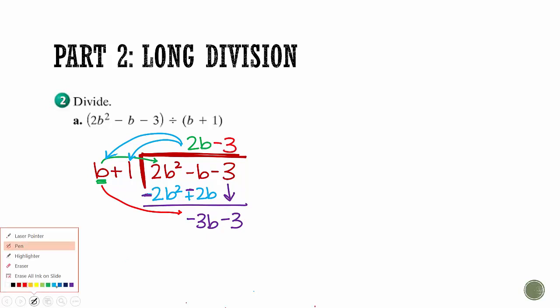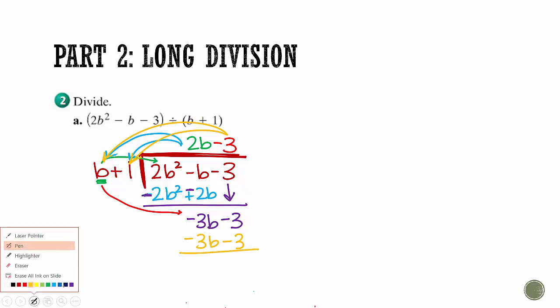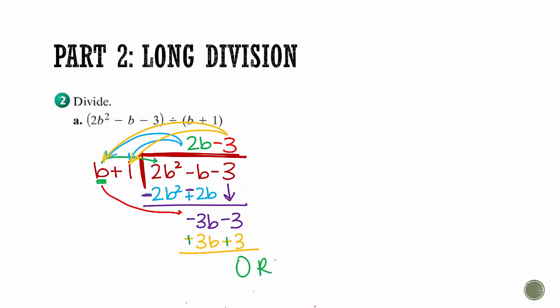And then you take that negative 3, and you have to multiply it by b and by 1. So you get negative 3b minus 3. And then remember, you have to subtract. So if you are subtracting a negative, you're really adding for both of these. When you add them up, you get 0. So that means your remainder is 0. That means if you divide these guys, it goes in exactly 2b minus 3 times.